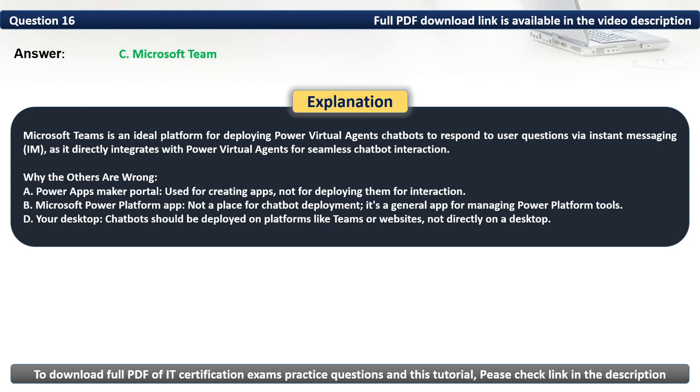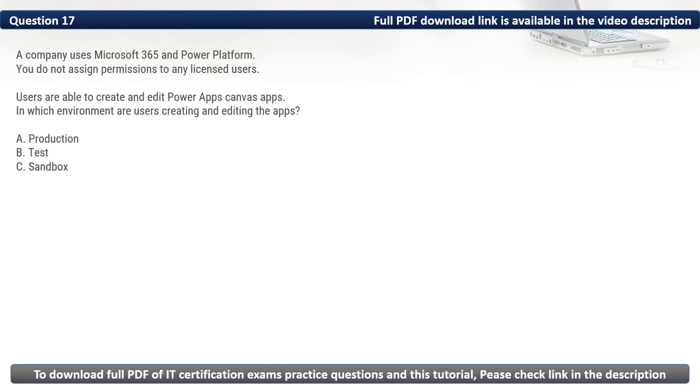Microsoft Teams is an ideal platform for deploying Power Virtual Agents chatbots to respond to user questions via instant messaging, as it directly integrates with Power Virtual Agents for seamless chatbot interaction. Question 17. A company uses Microsoft 365 and Power Platform. You do not assign permissions to any licensed users. Users are able to create and edit Power Apps canvas apps. In which environment are users creating and editing the apps?